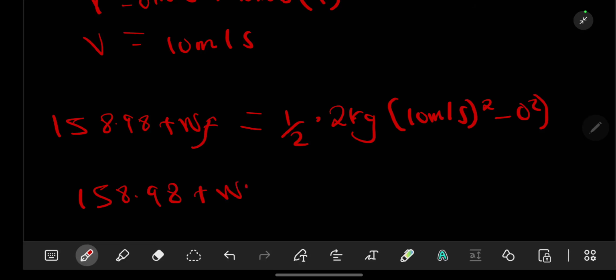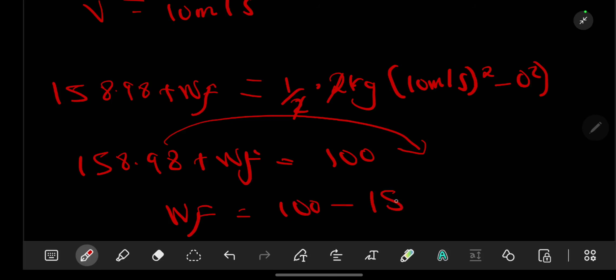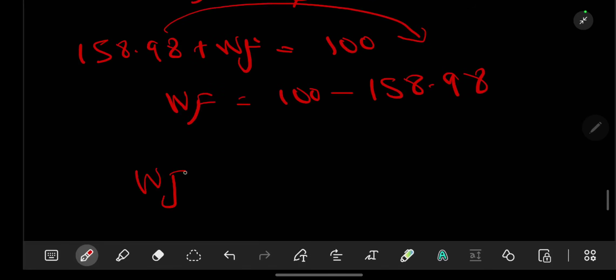158.98 plus the work done by the friction should be equal to one half times this, and this will cancel. Then 10 squared will be equal to 100, like that. So then this will go this side. So the work done by the friction should be equal to 100 minus 158.98, like that. So the work done by the friction should be equal to negative 58.98 joules. It is even given as negative, which makes sense.